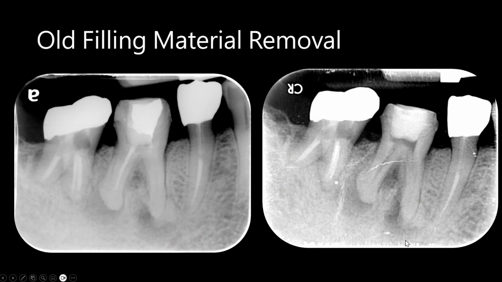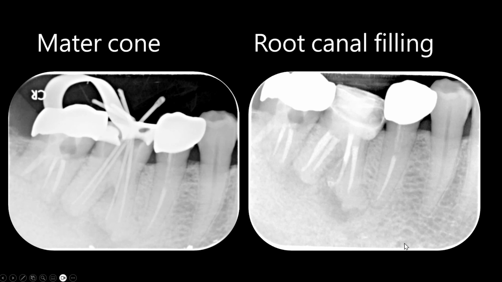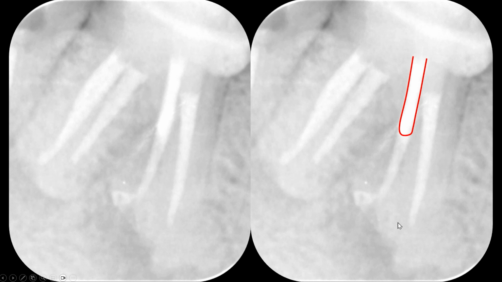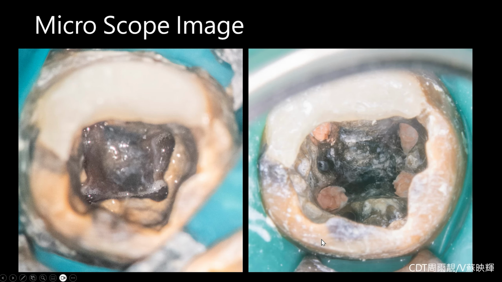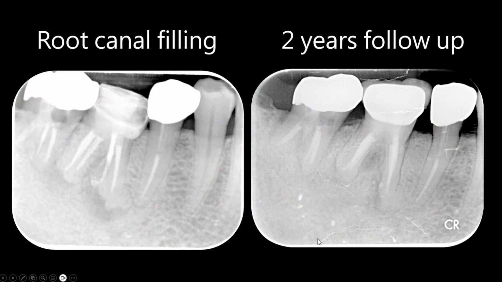And we do the master cone try-in and root canal filling. So as you can see, this is the mesiolingual canal, and you can see here is more radiopacity because that is the drill path I'm trying to get into. So I draw in a red line for this, and you can compare this. Okay, so I filled it with the gutta percha. And this is a 2 years follow-up, and a new crown is on it, and the apical region is almost healed.